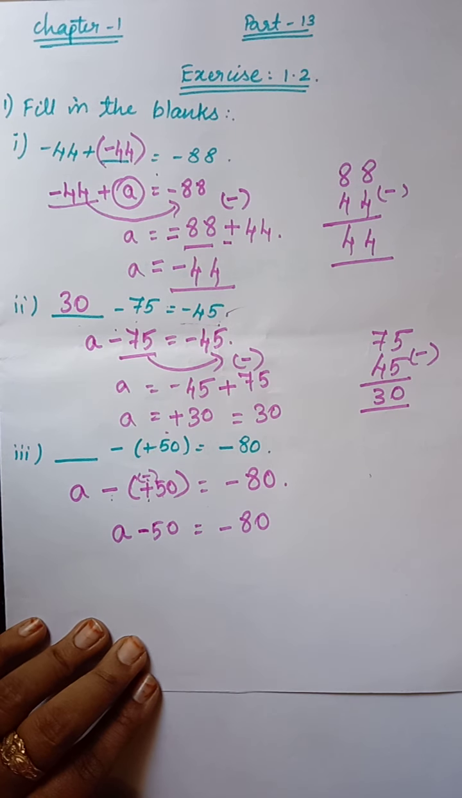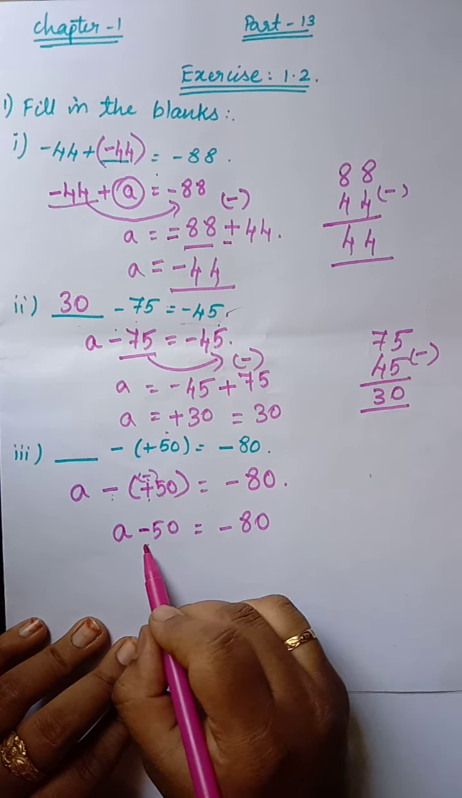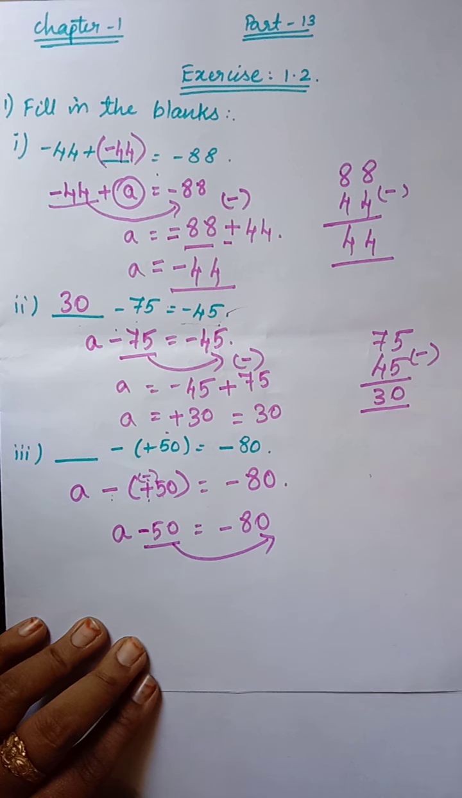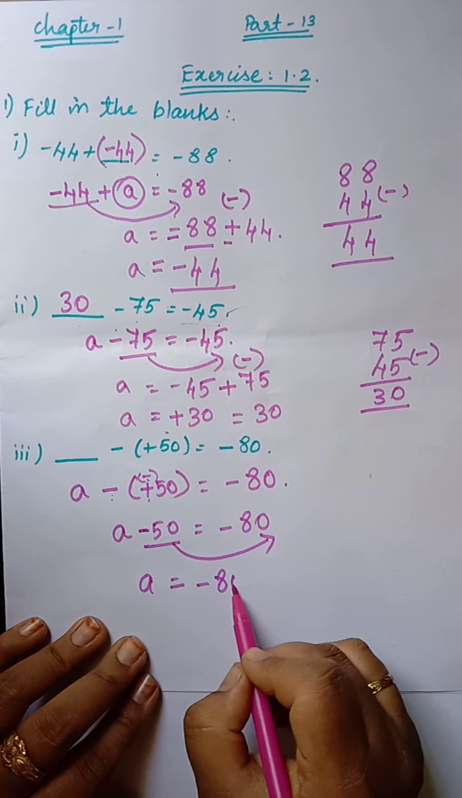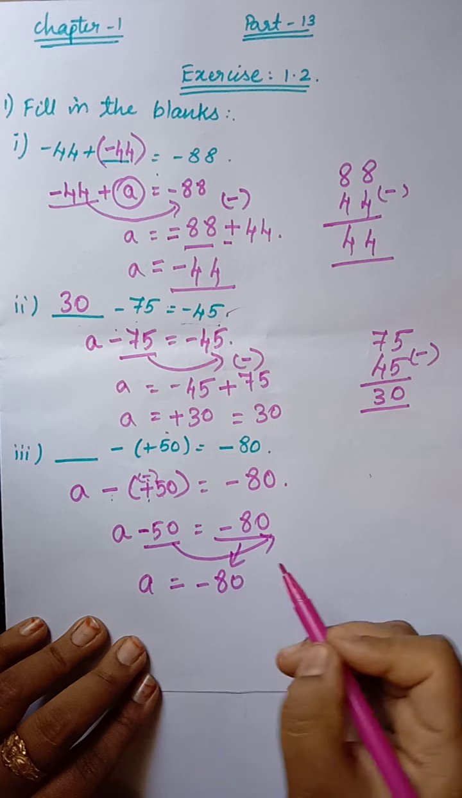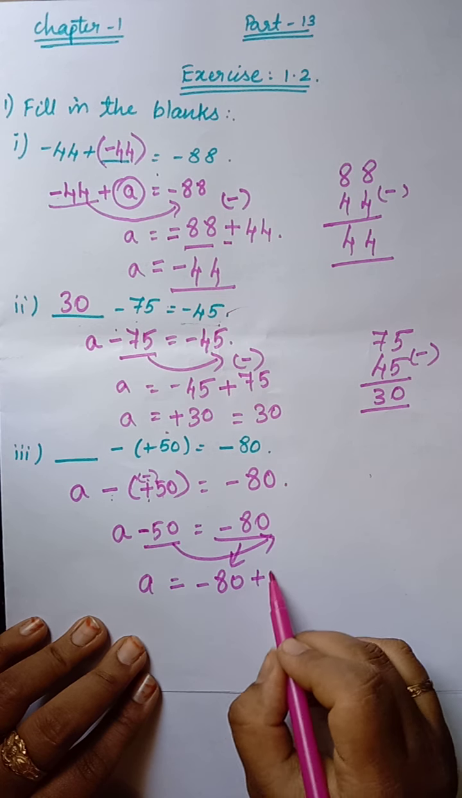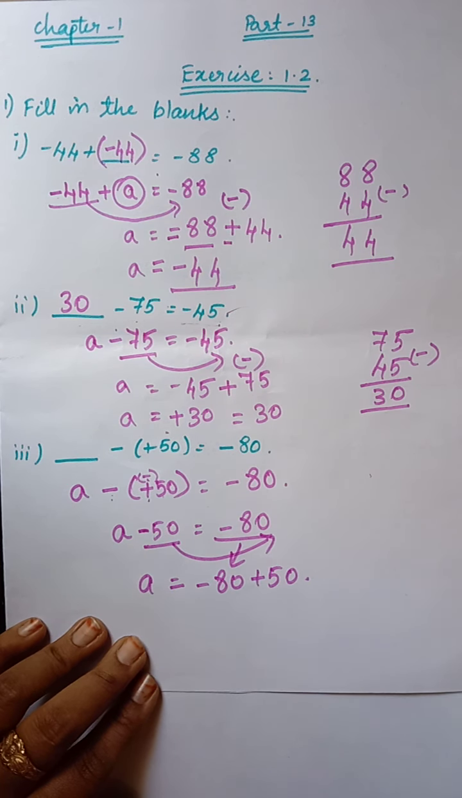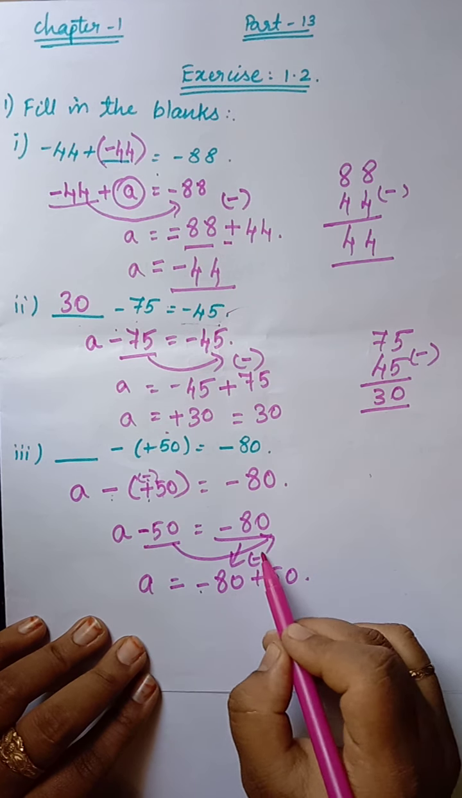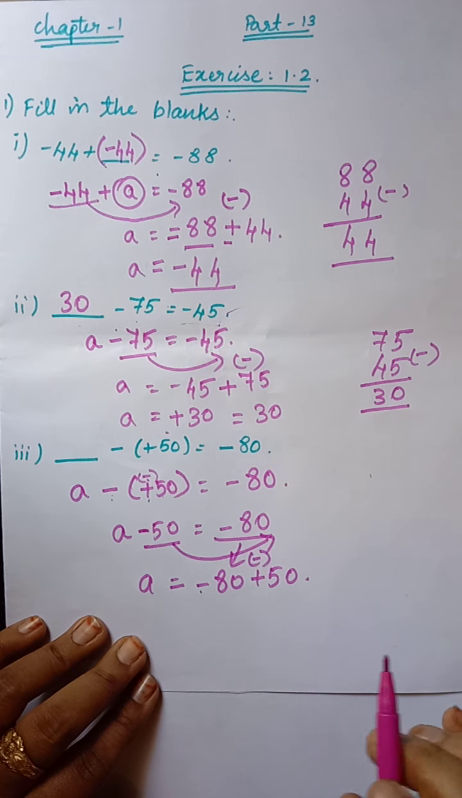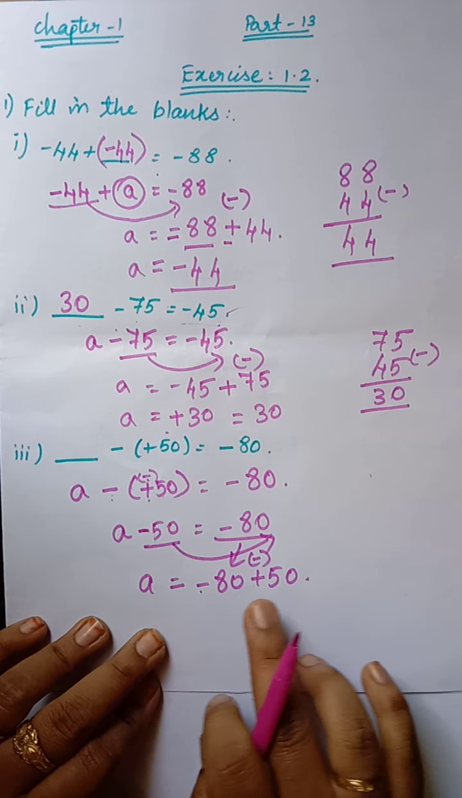Next we have to change this minus 50 this side. While changing minus 50 this side, it will be converted as plus 50. So a equal to minus 80. You have to write this number as it is, minus 80 plus 50. Clear? Okay, next we have to see the rule. Minus into plus is minus. Okay, next, minus into plus is minus.